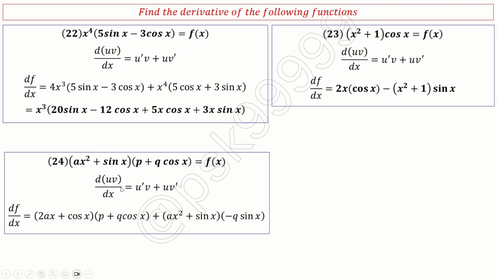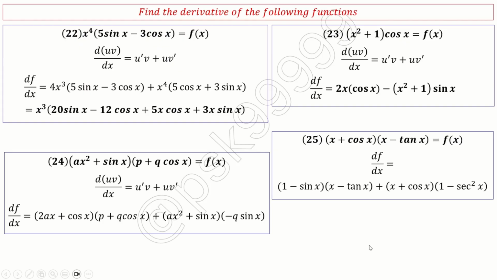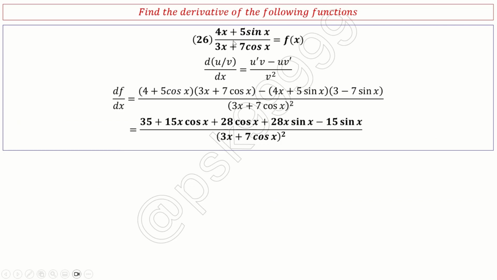Again, same differentiation of uv you can apply, because the individual terms are simple. You can differentiate easily. Same. Okay. 4x plus 5 sin x divided by 3x plus 7 cos x. You will apply the differentiation of u by v rule. Do it. Each term is a simple term, not very complex.